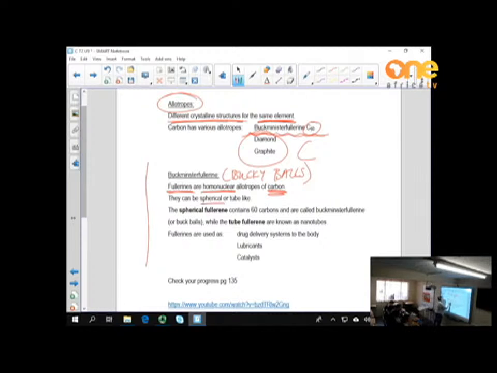They can be spherical, okay? That's their natural form, the buckyballs. And we can open them up and we can build them into structures like tubes, which we will go and have a look at when we do different materials. And this is where we get the carbon fiber materials, etc., that are very strong, and so on. The spherical fullerene contains 60 carbons and are called Buckminster Fullerene, or buckyballs, while the tube fullerenes are known as nanotubes.